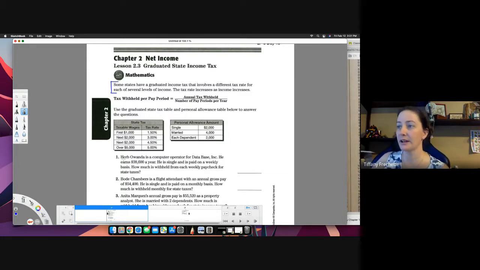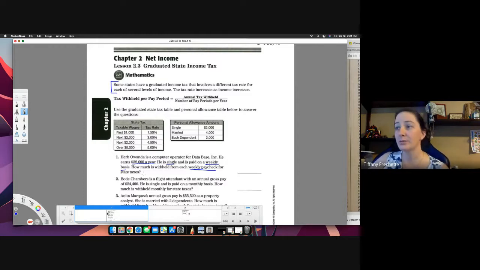So let's go ahead and look at problem number 1. Herb Awanda is a computer operator for Database Inc. He earns $38,600 per year. He is single and is paid on a weekly basis. How much is withheld from his weekly paycheck for state taxes? Since they're not talking about dependents, we're assuming he doesn't have any because they didn't tell us about them.